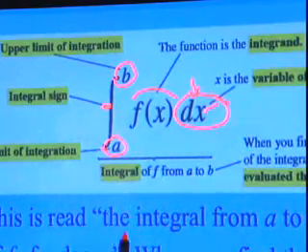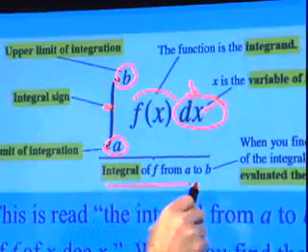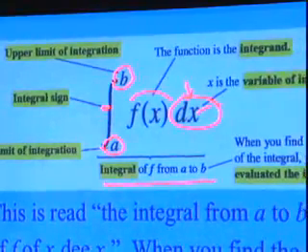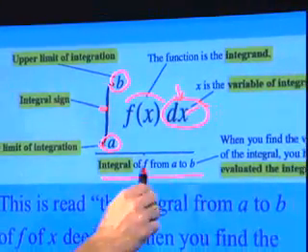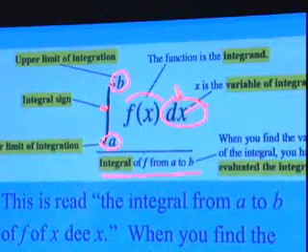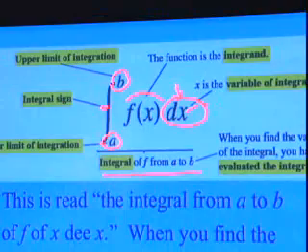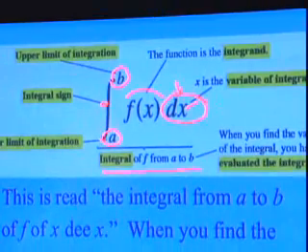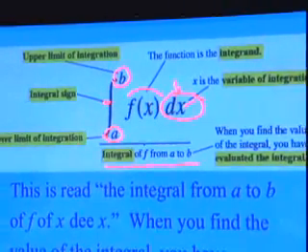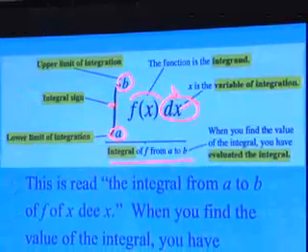Then we can see that the whole thing is the integral from a to b. And I talked about a and b as the lower and upper limits. And finally, the way you read this is the integral from a to b of f of x dx.